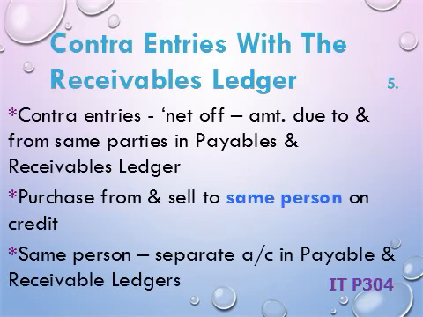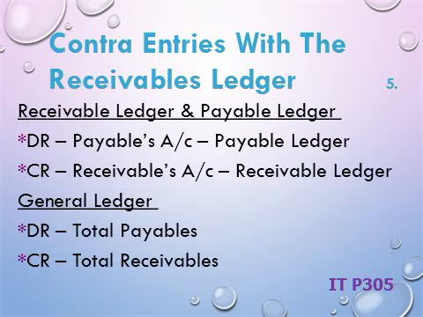5. Contra entries net off amounts that are due, to and from, the same person in the payables and receivables ledger. A business may purchase goods from, and sell to, the same person on credit. Even though the transactions were made to the same person, there will still be separate accounts in the payables and receivable ledgers. If the two parties wish to settle their account, by netting off the amounts they owe to each other, the settlement would be made in contra.